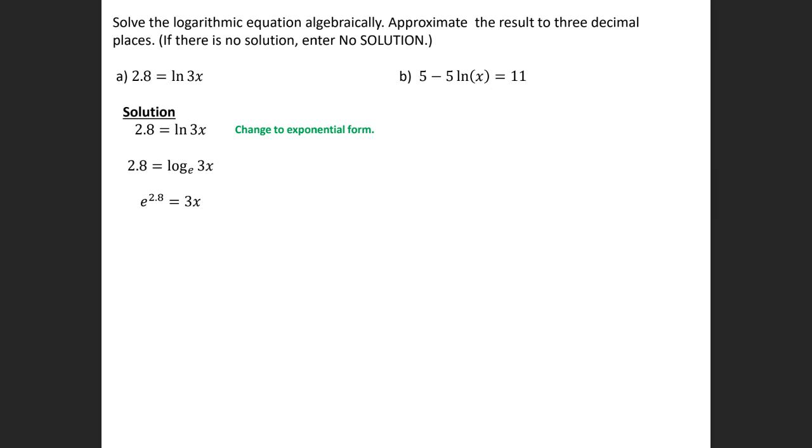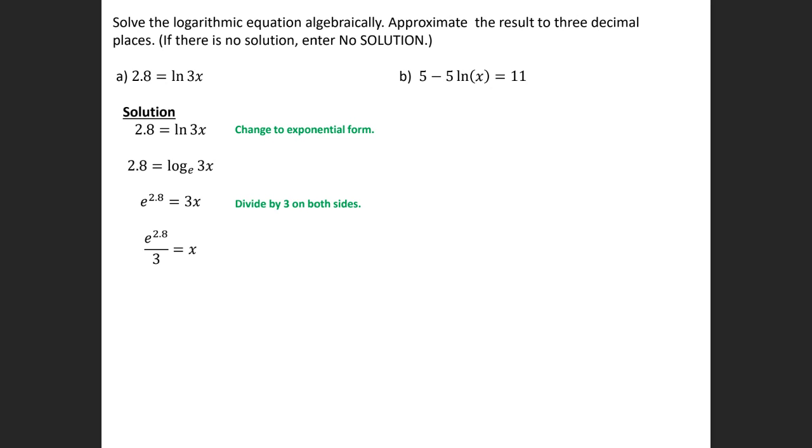So the first thing that I'll do is change this natural log to a math log, the log of base e of 3 to the x. Again, the exponential has a base e, so that's my exponential equation, base e. The output of the log is the input of the exponent. The input of the log is the output of the exponent. So we have e to the 2.8 equals 3x. Okay, so I'm going to divide both sides by 3. So this will be your first answer. Algebraically, this is the answer: e to the 2.8 divided by 3 is equal to x.